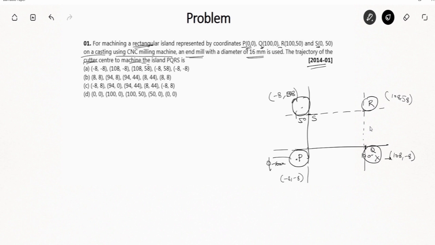So now if you look at the options, option A is -8 comma -8, 108 comma -8, 108 comma 58, -8 comma 58, and again -8 comma -8. So the right answer is option A. Option A is the right answer. Now we will move to the next question.